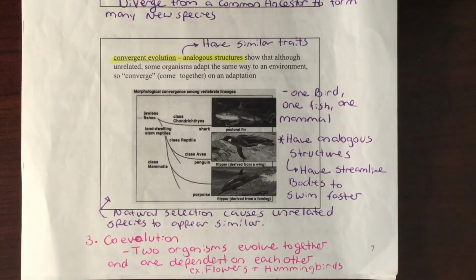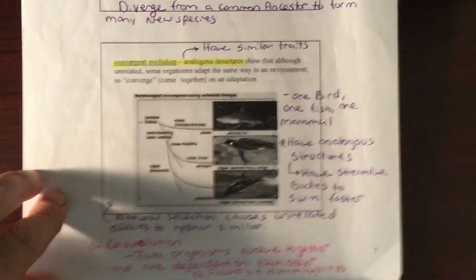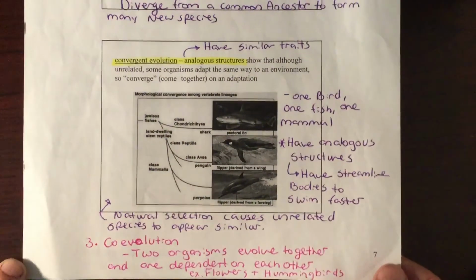Flowers are evolving. They're smelling better. They're more brightly colored. They're attracting organisms to them because they want their pollen spread so that they're able to reproduce and produce the next generation.